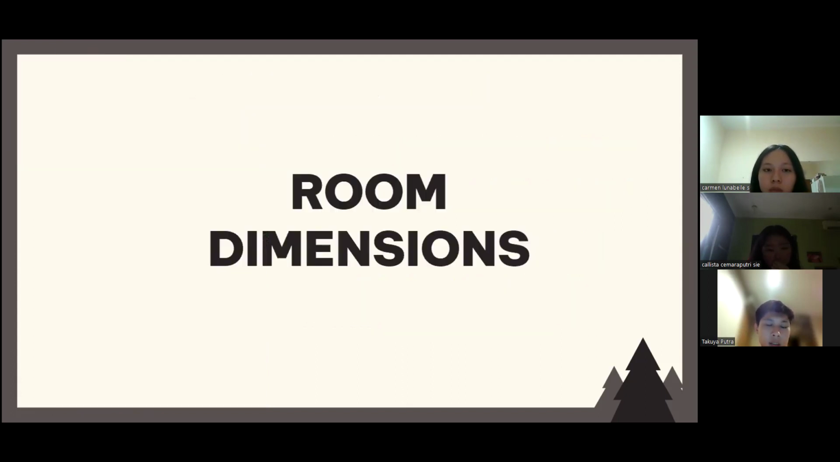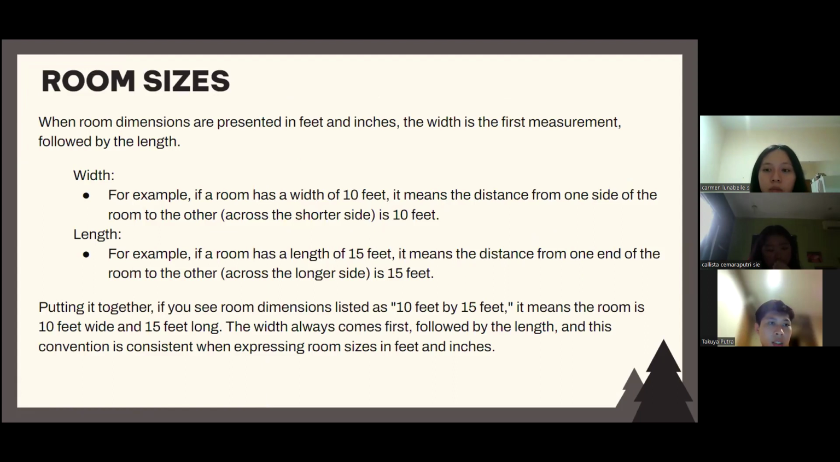Room dimensions. The first aspect is room sizes. When room dimensions are presented in feet and inches, the width is the first measurement, followed by the length. So for width, for example, if a room has a width of 10 feet, it means the distance from one side of the room to another is 10 feet. For the length, for example, if a room has a length of 15 feet, it means the distance from one end of the room to the other is 15 feet.